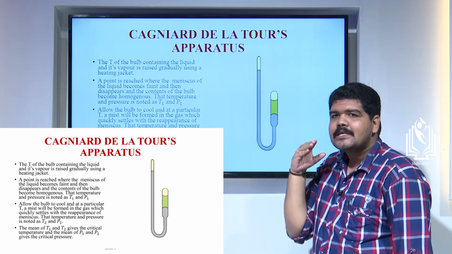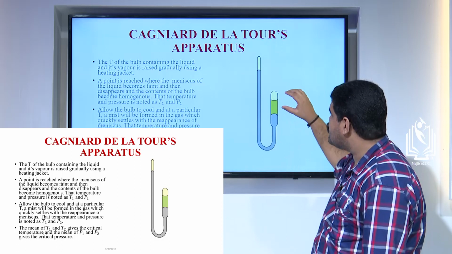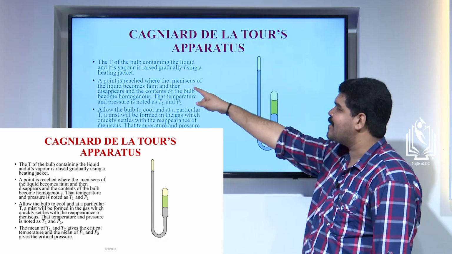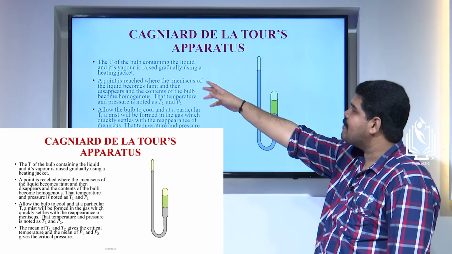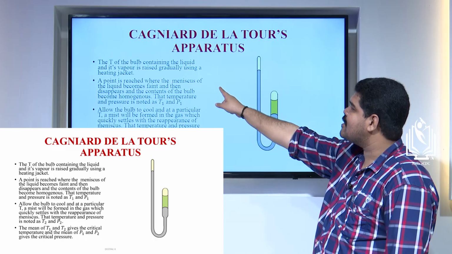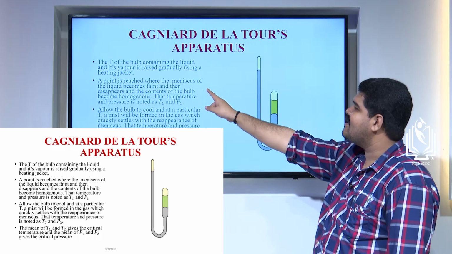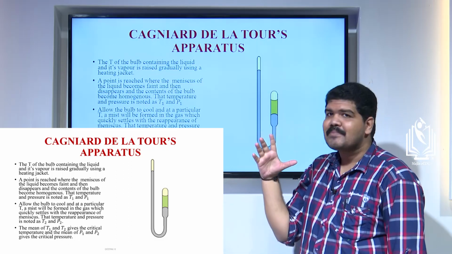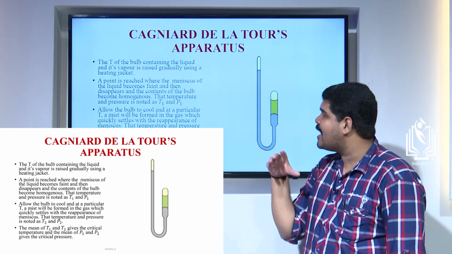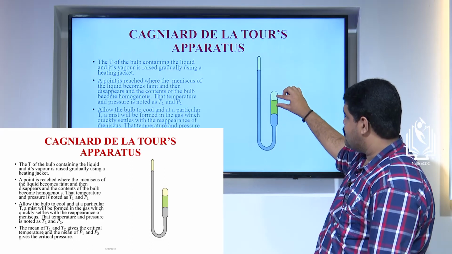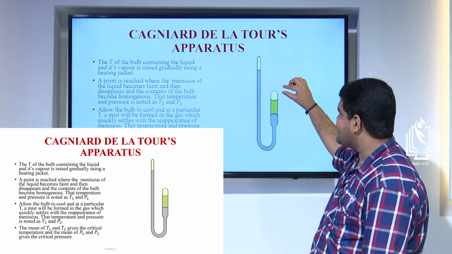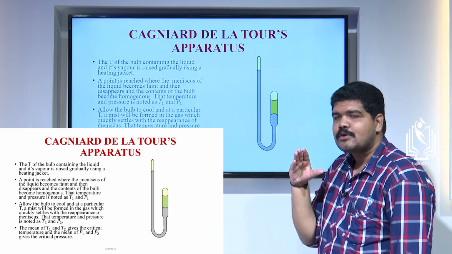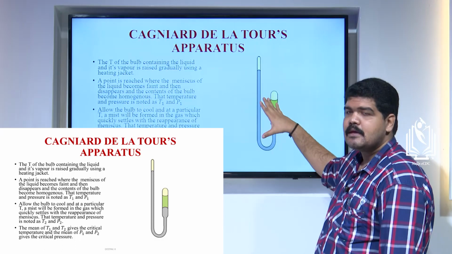Upon raising the temperature to a limit where you can't see the difference between the liquid and gaseous state, you should note that temperature. That is, on raising the temperature, a point is reached where the meniscus of the liquid becomes faint and then disappears, and the contents of the bulb become homogeneous, and that temperature and pressure are noted as T1 and P1. So, the boundary between the liquid state and gaseous state is lost upon raising temperature, and that temperature is noted as T1 and the pressure as P1.